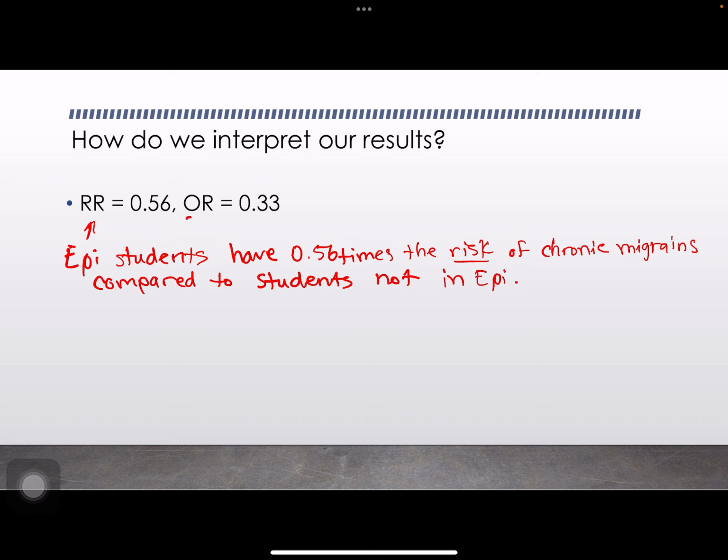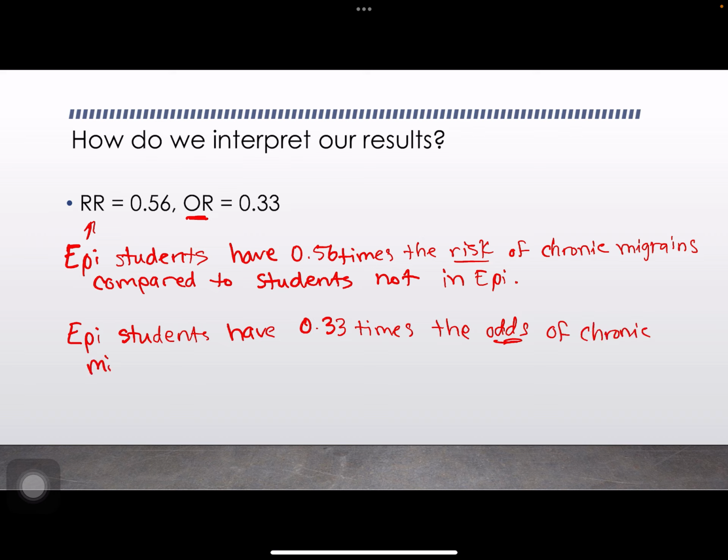So now we're looking at the odds ratio and how we would interpret that. We would say epi students had 0.33 times the odds of having chronic migraines compared to those not in epi.